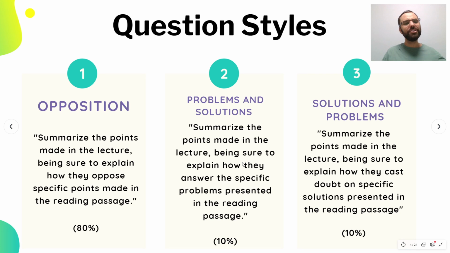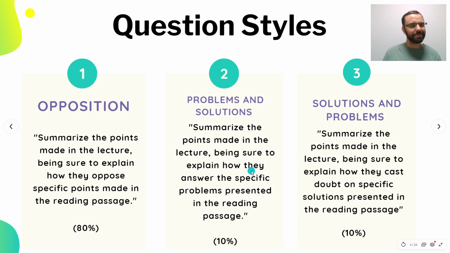Beyond this, there are 3 main styles that this question can take. The first one is called the opposition style, and this comes up about 80% of the time. In this case, the reading has a main argument and the lecturer has the opposite main argument. The lecturer directly challenges whatever the reading says.